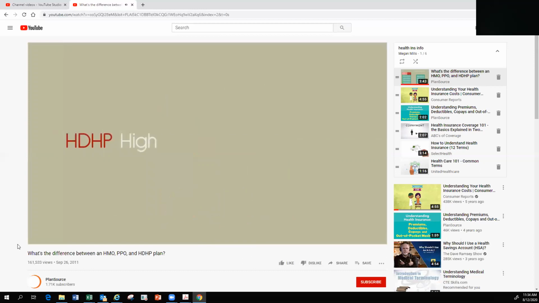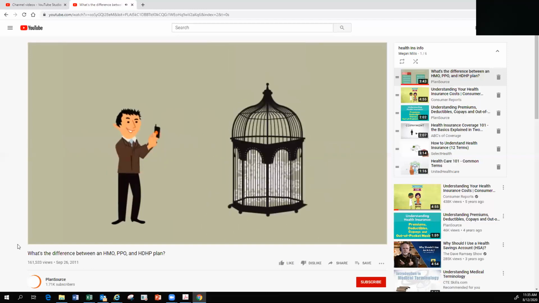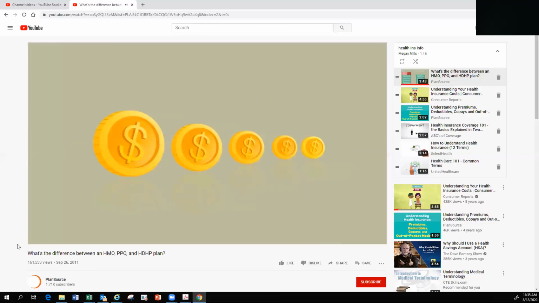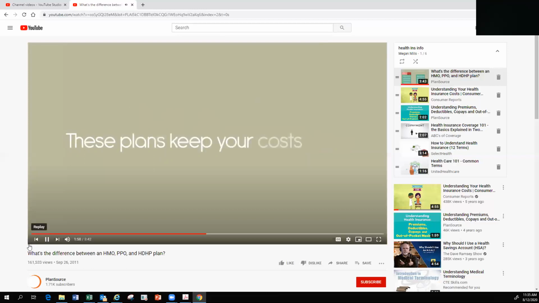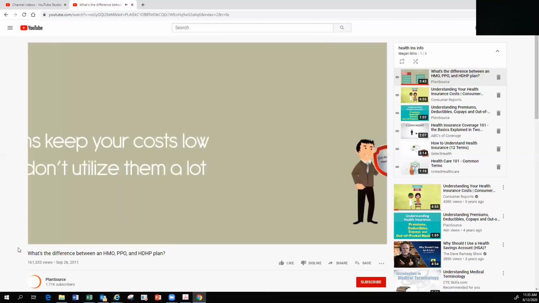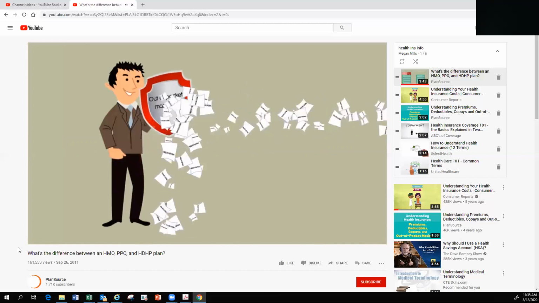Finally, an HDHP, or High Deductible Health Plan, is a different type of plan altogether, aimed at giving you the most control over your health expenses. HDHP medical plans typically offer the least expensive monthly cost for coverage, but require you to pay all of your healthcare costs that are incurred until you meet the deductible that is listed on the plan. These plans keep your costs low if you don't utilize it a lot, but keep you financially protected in cases of catastrophic illness or emergency.